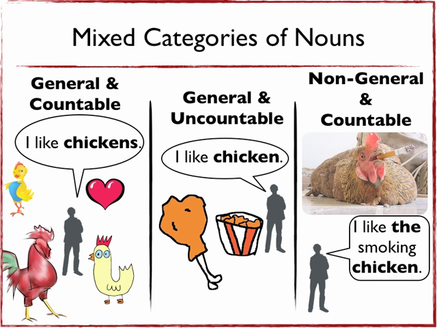We've talked about 3 categories of nouns in this introduction. These categories can be mixed. Here are 3 examples. I like chickens. I like chicken. I like the smoking chicken. Looking at these 3 pictures, you should be able to get a good idea of the difference in the meaning.